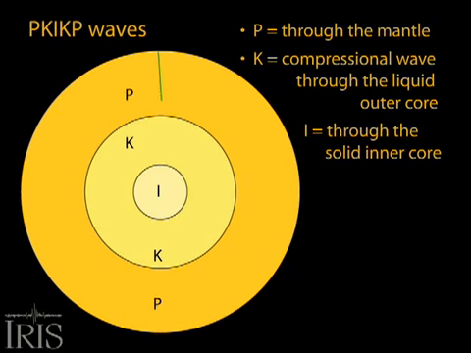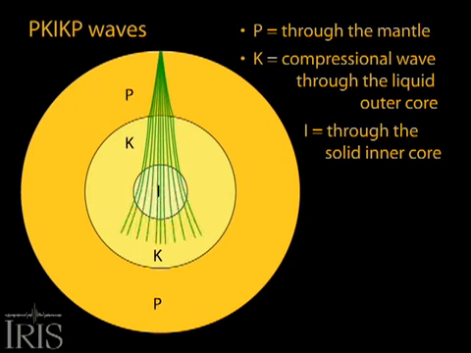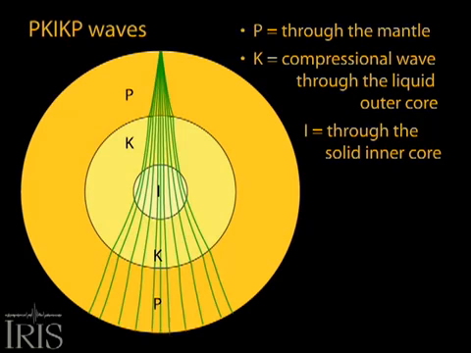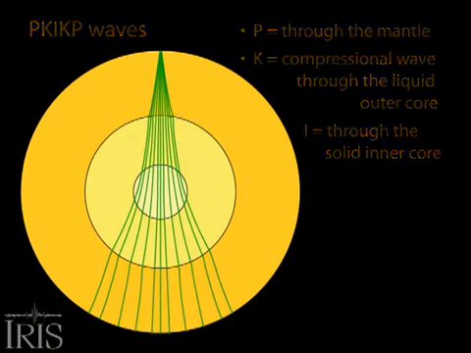A steep initial ray path will result in a ray that will travel through the inner core. The PKIKP seismic ray travels in the mantle until it intersects the mantle outer core boundary. Seismic energy is refracted across that boundary, slows in a liquid, and aims at the solid inner core, where it speeds up again, then refracts and slows down again through the outer core before its last leg to the mantle.